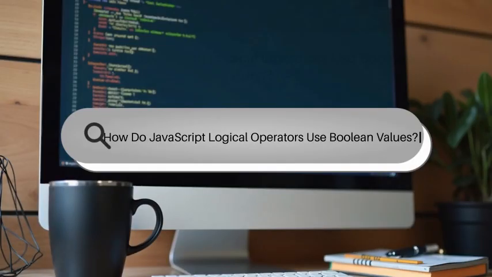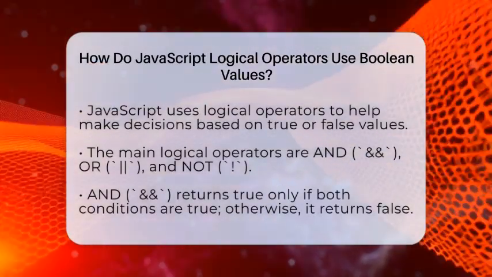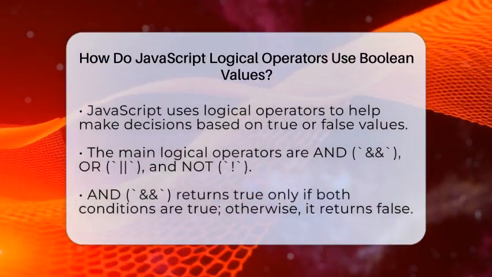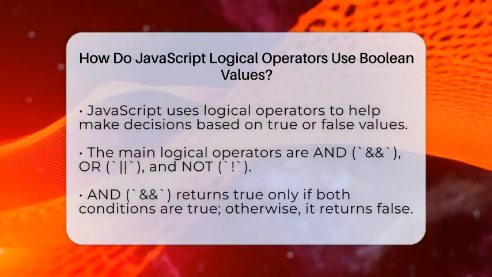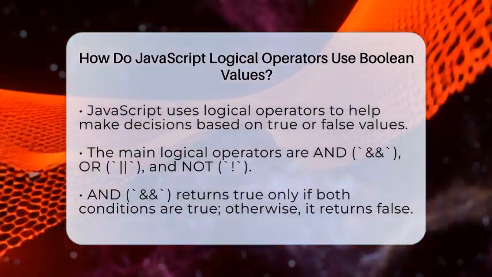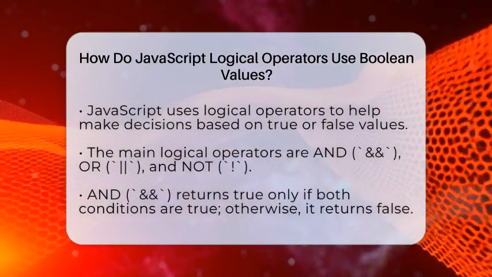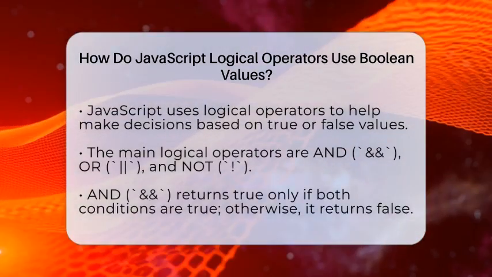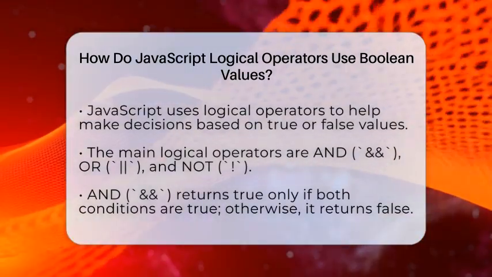How do JavaScript logical operators use Boolean values? Imagine trying to decide if you should go outside today. You might think, if it's sunny and not too cold, then yes, you go. That's similar to how JavaScript uses logical operators with Boolean values. These operators help computers make decisions based on true or false. They are like the yes or no questions in your mind.